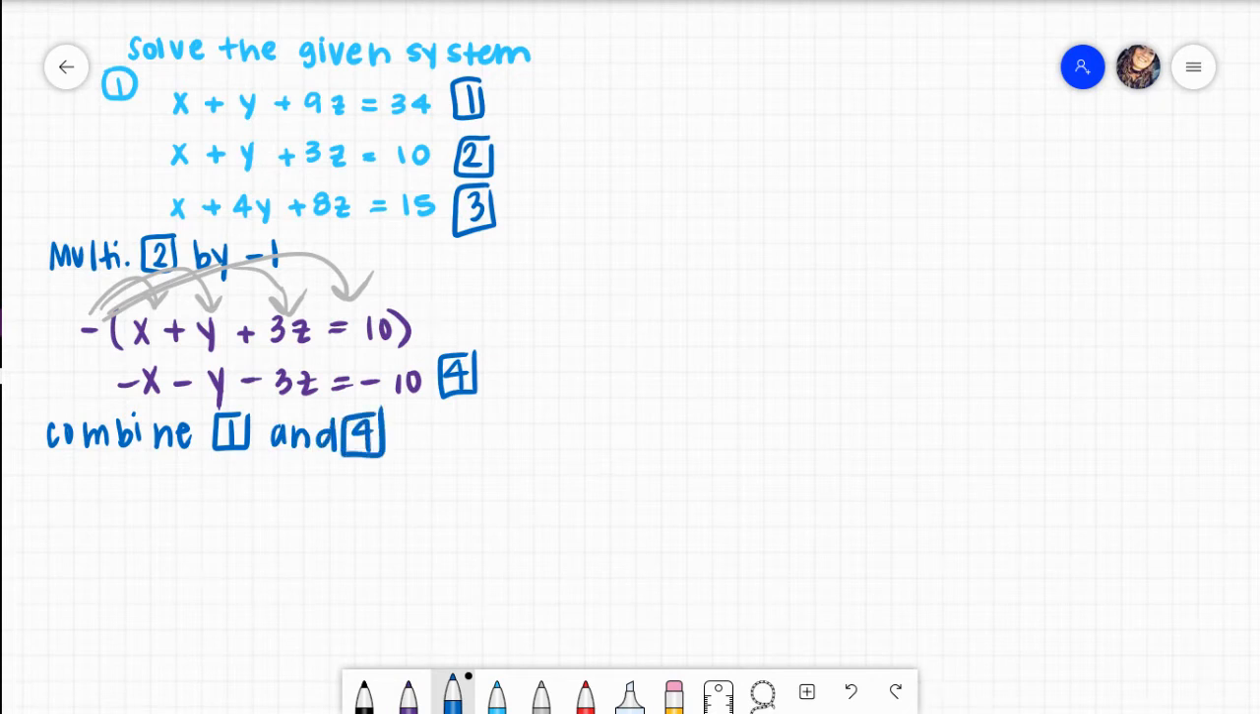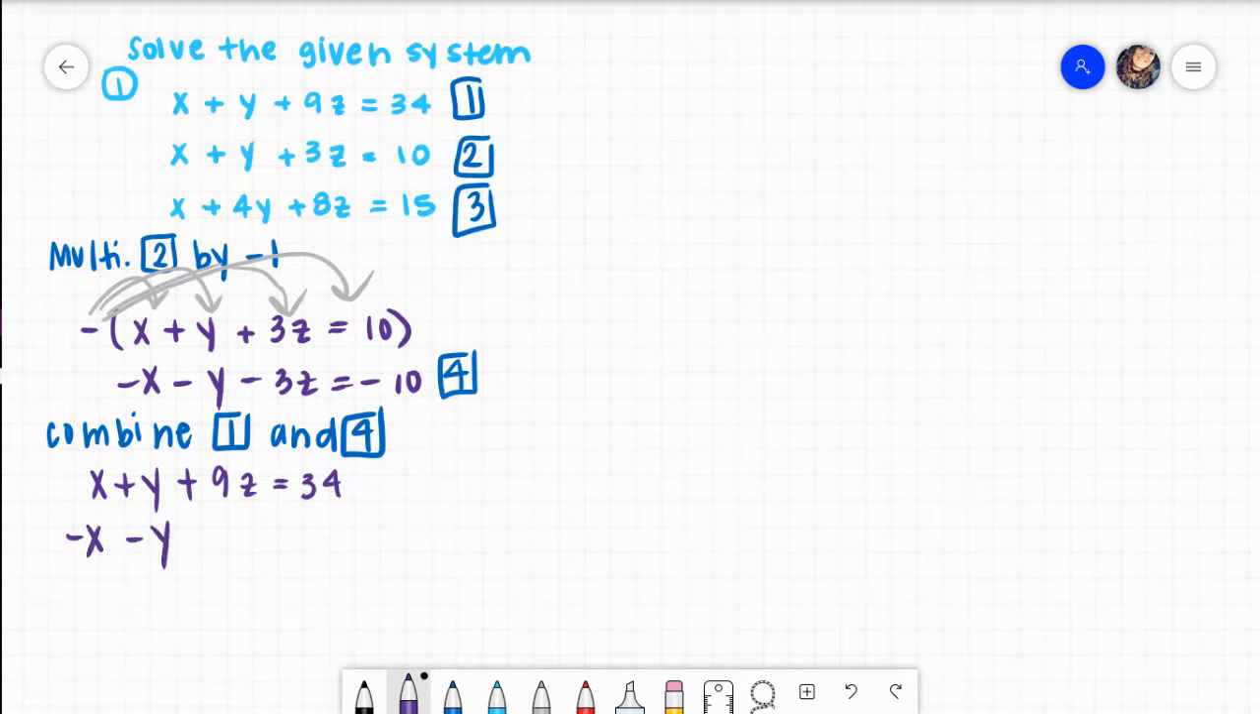So let's go ahead and write our equation 1, which is x plus y plus 9z equals 34. My equation 4, I just solved it. It is negative x, negative y, negative 3z equals negative 10. Literally combining them. Just going to draw the line underneath. Our like terms should already be lined up. If they're not, sometimes you might have to move some things around, but more times than not, they're going to be pretty much right underneath each other, right?